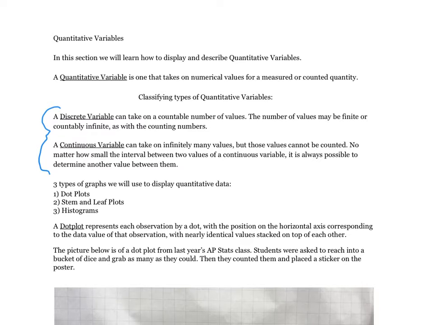There's 3 types of graphs we're going to use to display quantitative data, and that's really where we're going to start this lesson, is making some graphs. So there's dot plots, stem and leaf plots, and histograms. Okay, and we're going to start out with the first 2 today, dot plots and stem and leaf plots, and then tomorrow we'll take a look at histograms.